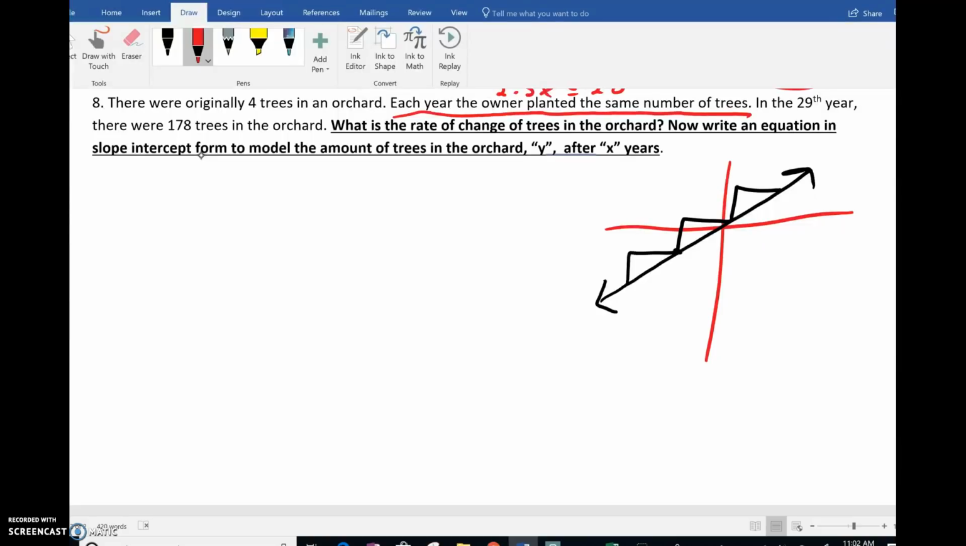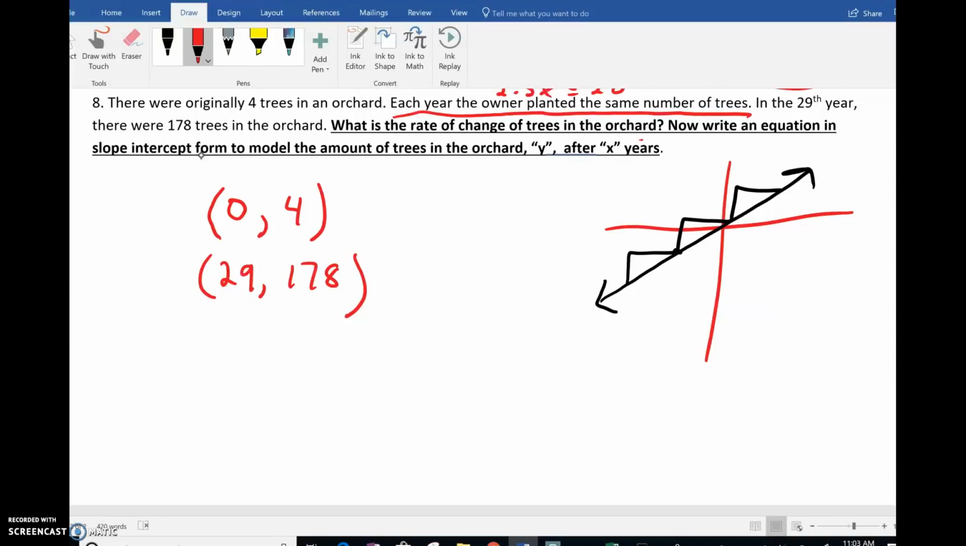In the 29th year, there were 178 trees. What is the rate of change of trees in the orchard? And then write an equation in slope-intercept form to model the amount of trees in the orchard. Well, hey, this is a perfect question to end this sheet on. If there were originally 4 trees in an orchard, so in year 0, there were 4 trees, right when he planted the orchard. And then in year 29, there were 178. That is the math piece that you got to remember. You can make coordinates. Okay, that's what coordinates are, visual representations of data.